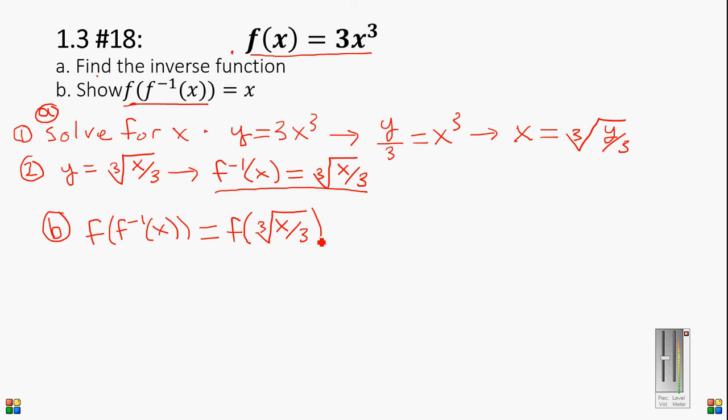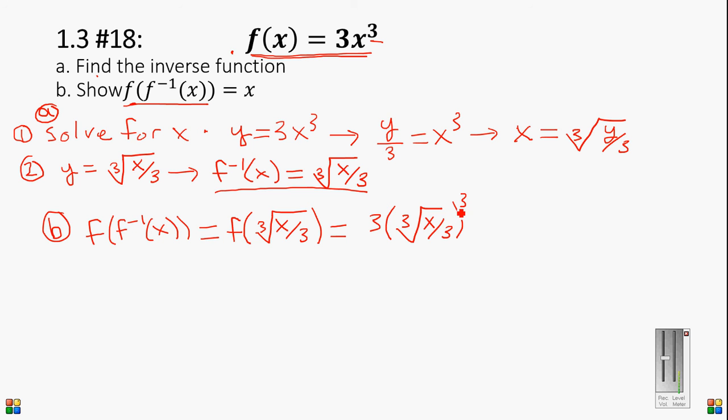I can see how that works and say, okay, that's not too bad. I can deal with that. But now I've got to do f of this. And remember what that really means. The f of this means I go back to my original function, f of x, and everywhere there's x, I write whatever's inside here. So if I said f of 2, 2 would go in for x. I'd cube 2, and then multiply it by 3. In this case, it's going to be 3 times whatever is in here. So it's 3 times the cube root of x over 3, and that's to the third power.